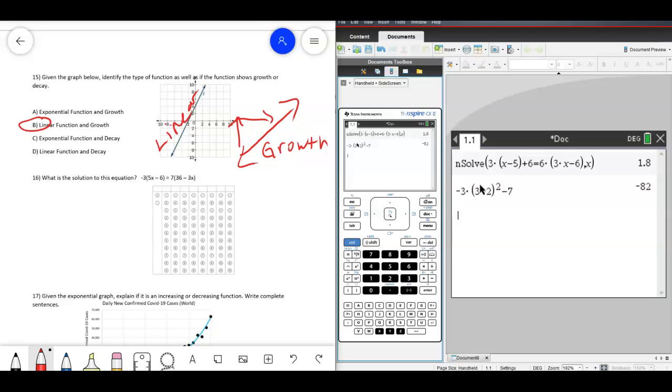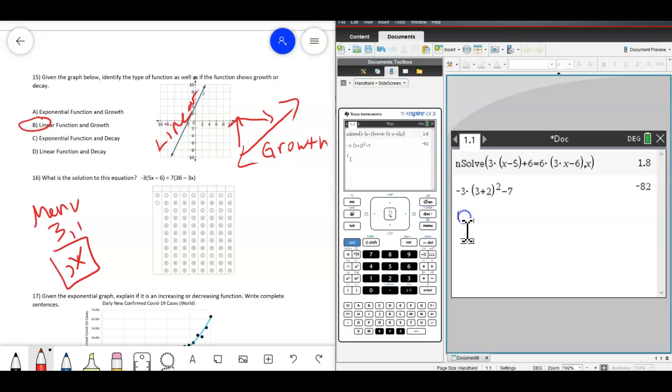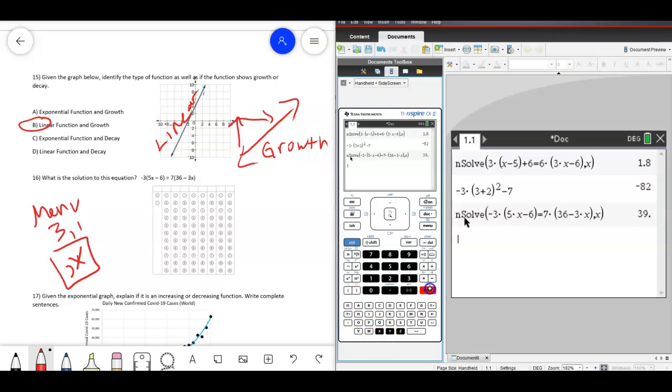What's the solution to this equation? Once again, we can do nSolve. So we'll do menu 3, 1. Don't forget comma x when you do it. So menu 3, 1, negative 3 parentheses 5x minus 6 parentheses equals 7 parentheses 36 minus 3x parentheses, don't forget the comma x, 39, 30, oops, 9. Make sure you don't spill into another number.